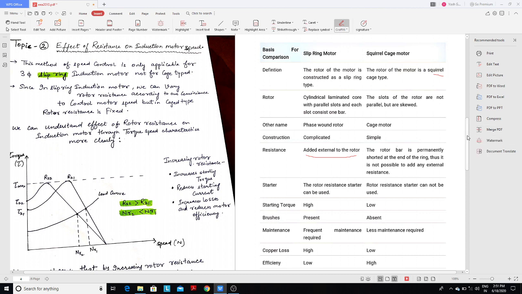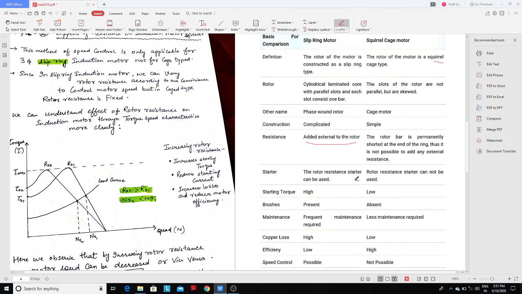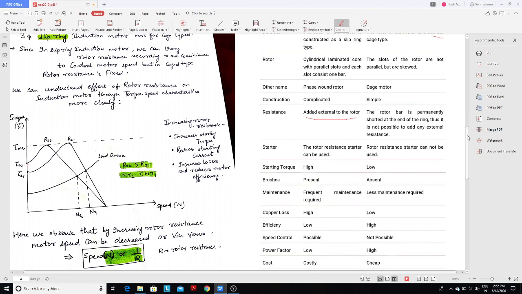In a slip ring motor, the rotor resistance starter can be used, but in a squirrel cage rotor, a resistance starter cannot be used. Starting torque is high for the slip ring. You can see this is the starting torque. It is higher than the squirrel cage type. Brushes are present here, brushes are absent here, and copper losses are high in the case of slip ring, and in the case of squirrel cage, copper losses are very low.